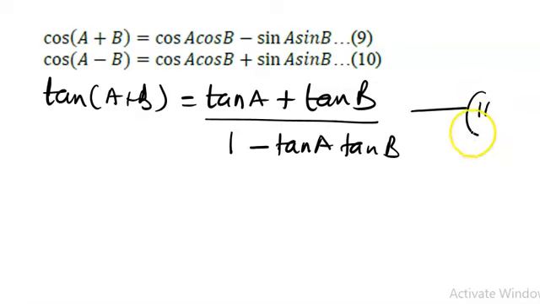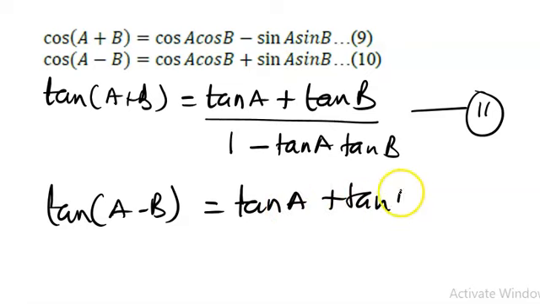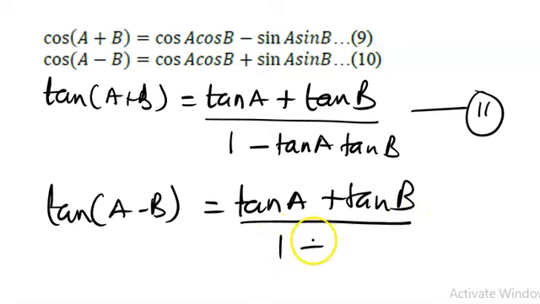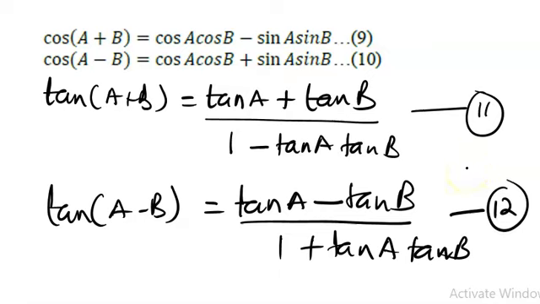This is identity 11. And then the last one, which is tan A minus B, is equal to tan A minus tan B over 1 plus tan A tan B. So look at the order. If here is minus, here will be minus. Okay, let me erase it. So that is tan, identity 12. So that is the next set of 6 identities.